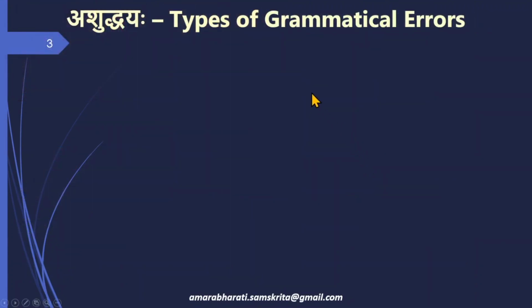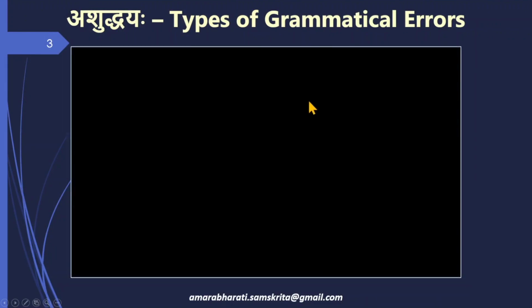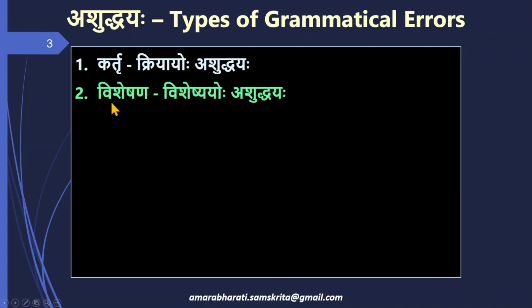Now, what are the types of grammatical errors which are present in your Abhyasavaan Bhava book? We will take a look right now. First one is kartru kriyayoho ashuddhayaha. Kartru is a subject in a sentence and kriya is a verb. So, errors with respect to subject and verb usage. Second one is visheshana visheshya ashuddhayaha. Adjective and corresponding noun, those kind of errors.